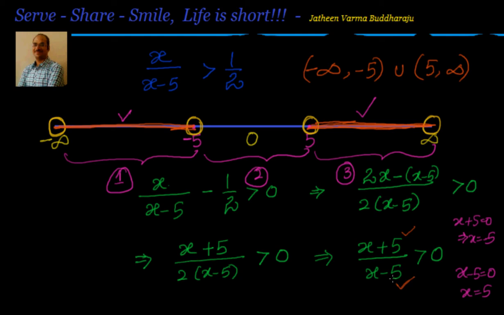If the number is less than minus 5, automatically both of them will become negative. Negative by negative is positive. If a number is more than 5, then both numerator and denominator will be positive. So positive by positive is positive. Very simple logic. Or if you don't remember that, always go for these critical points and check for x, then immediately you know where your solution is.